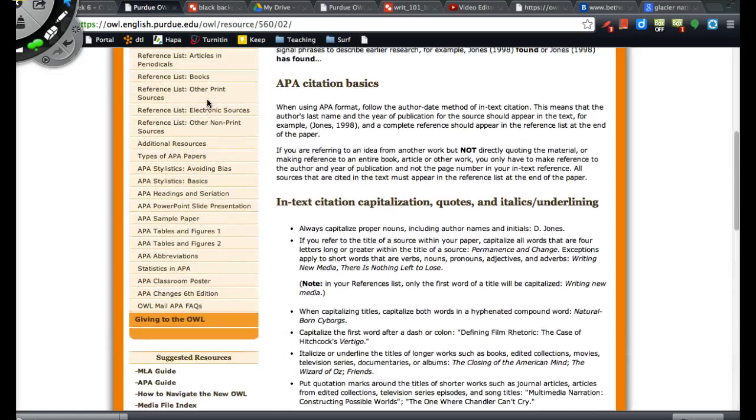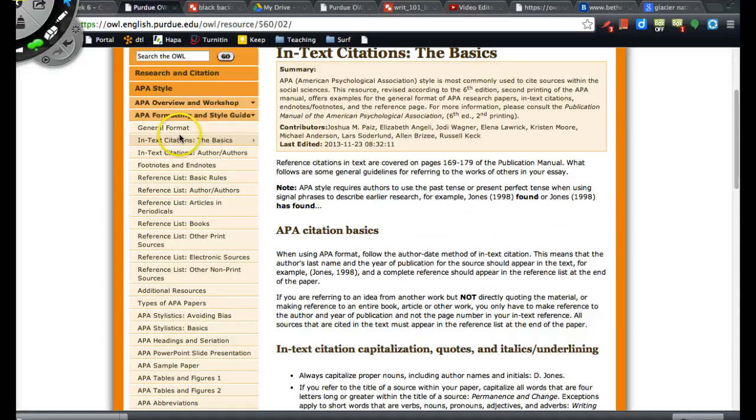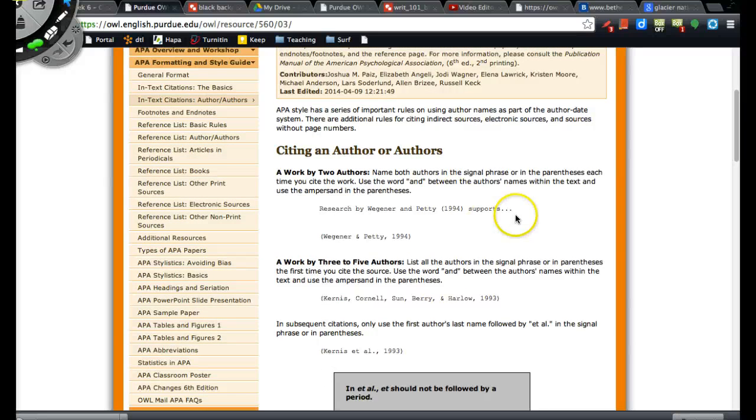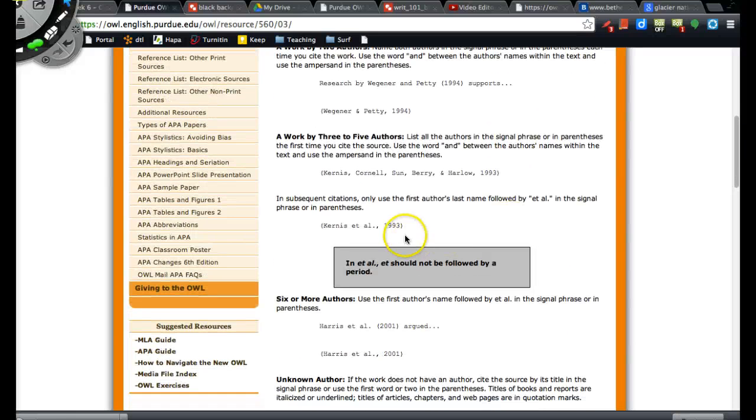Okay, next thing here, going back out and taking a look at other APA citation. Remember, this is the formatting guide for APA. So you have in-text citations, author or authors. This is an important one to take a look at. Go through, look at all this. Again, I'm not going to walk you through this, but this shows you how to do multiple authors. If you have multiple authors here, you use et al. Et al. is Latin for and others. So this means that there are others contributing.